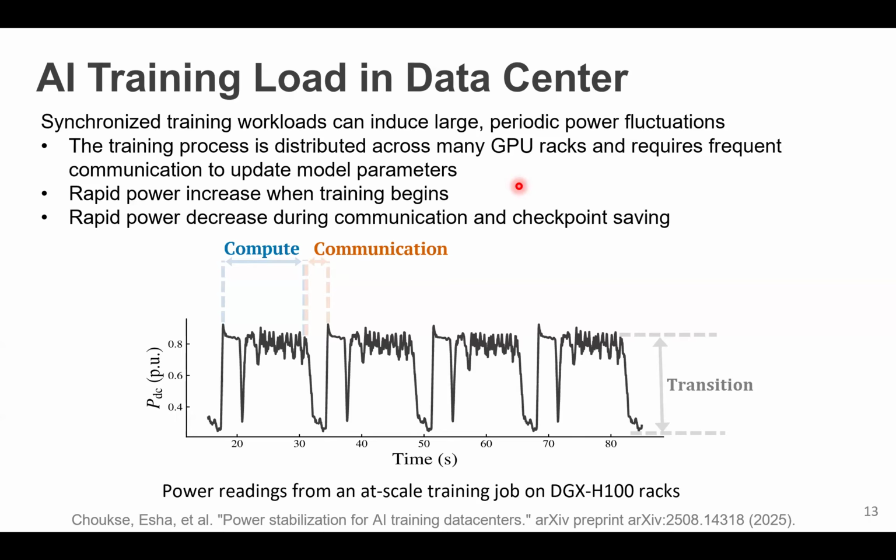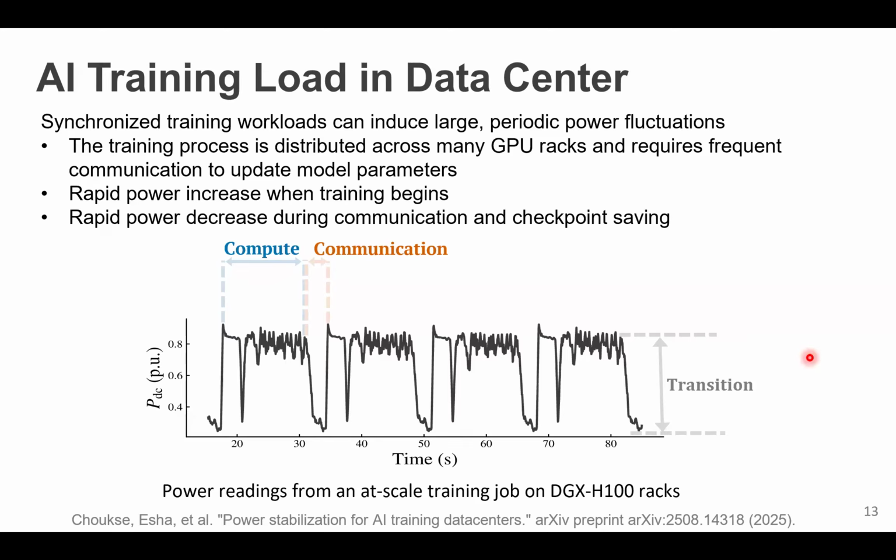So once the training begins, we'll see a rapid power increase through this phase. But when the training of one epoch ends, the GPUs need to come to the communication phase, communicating their gradients and also doing the checkpoint saving. In that phase, we'll see a rapid power decrease. And such a pattern repeats again and again during the training epochs.